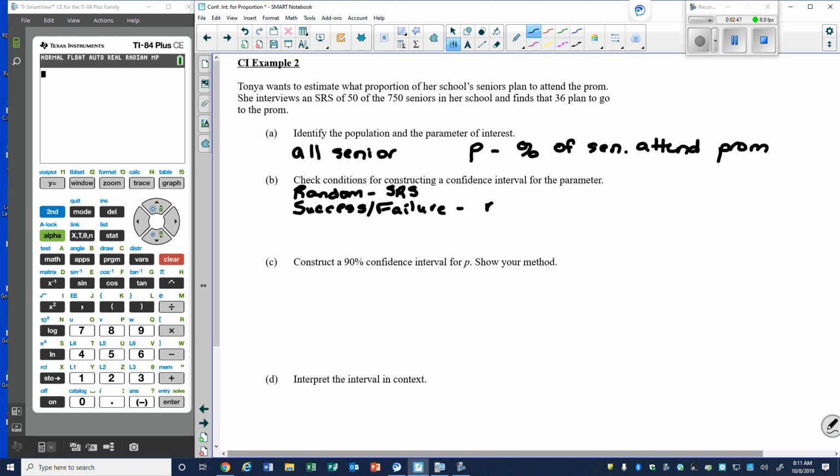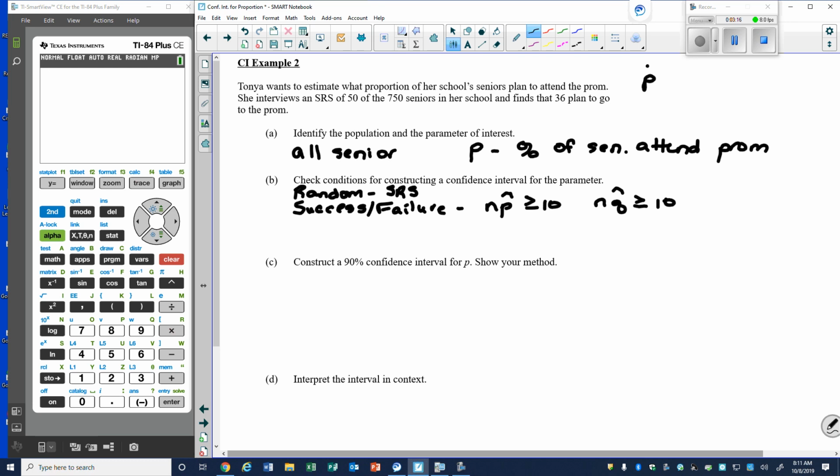Success/failure says that n times p hat has to be greater than or equal to 10, as well as n times q hat has to be greater than or equal to 10, where n is the number in my sample and p hat is the proportion of students that said, yes, I'm going to prom. This is the number of successes I had in my experiment. Now, you could find this proportion. You're going to need it.